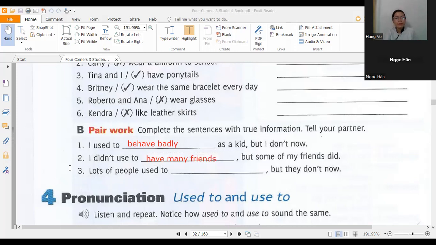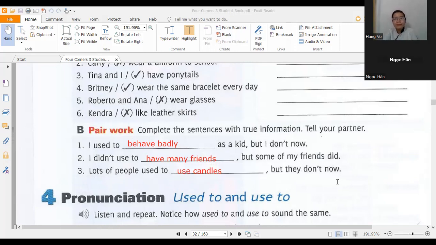Okay, now number 3, lots of people used to kindle, but they don't now. Used to kindle, what do you mean? I don't know. Ý em là sao? Câu này là sao? Là giống như là nhiều người đã từng sử dụng đèn cầy ngày xưa nhưng bây giờ thì không dùng nữa. Okay. So lots of people used to use candles. To use candle. Okay, but they don't now.